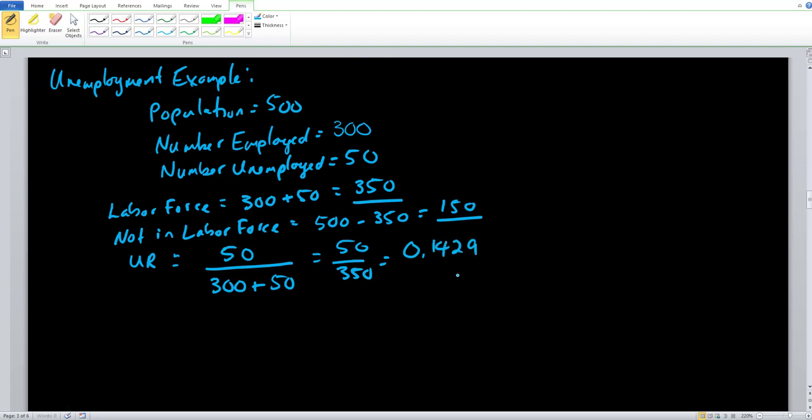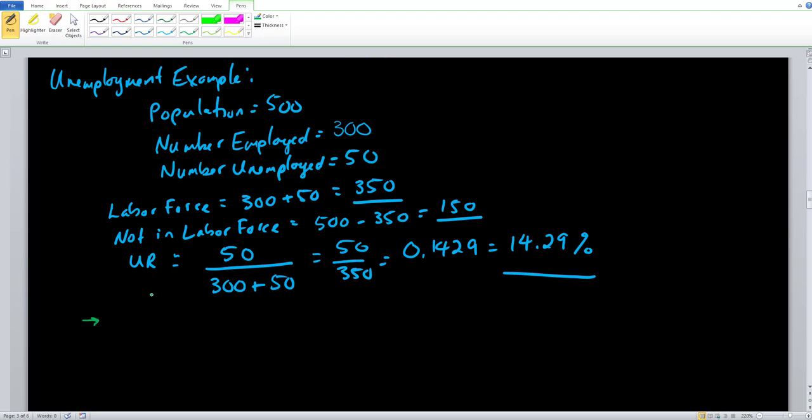0.1429. If you want to put this in percentage, just multiply it by 100, and our unemployment rate is equal to 14.29%. So like we said, very easy calculations when it comes to unemployment. Just figure out unemployed divided by the labor force. However, like with most problems, we can introduce a little bit more complexity to all these problems.